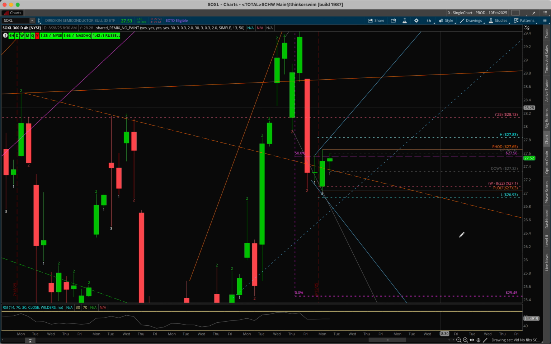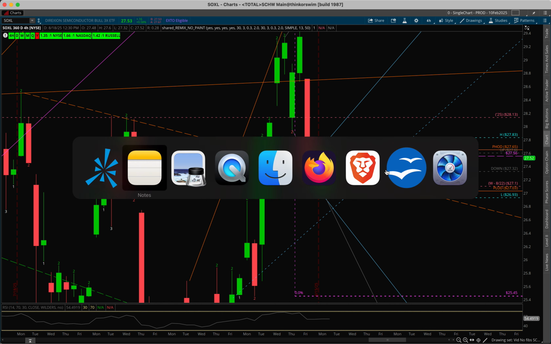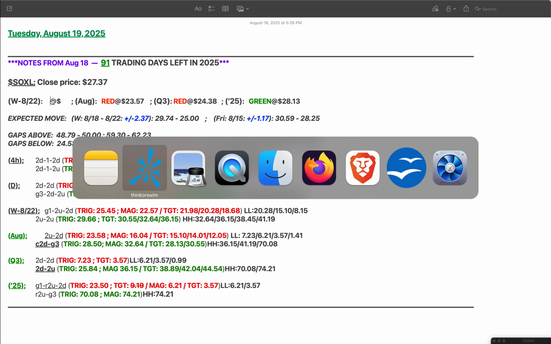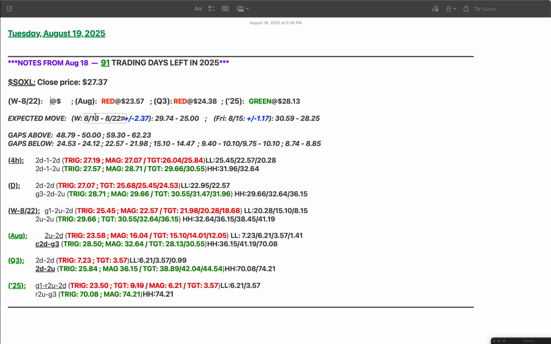So it just kind of leads to more chop, and so we can't really expect just huge moves, right? Let's go ahead, and now that we've got those set, let's set our triggers and targets for tomorrow, starting with the 4-hour. Actually, we need to mark the week flip. That's 27.10, so it turns red at 27.10.